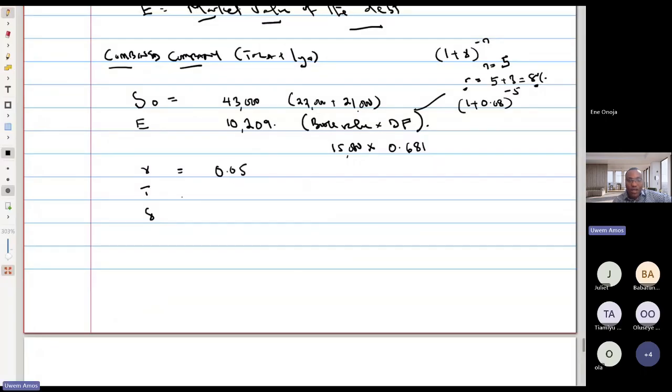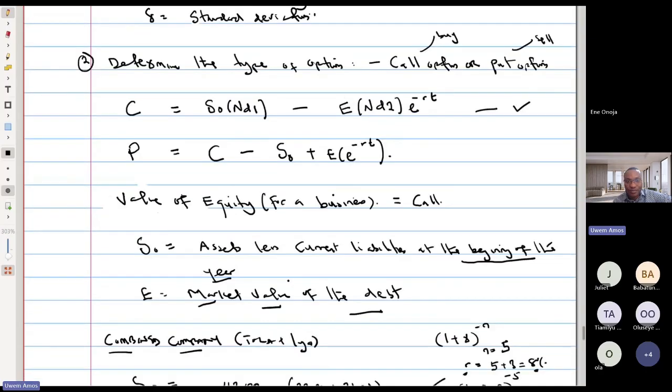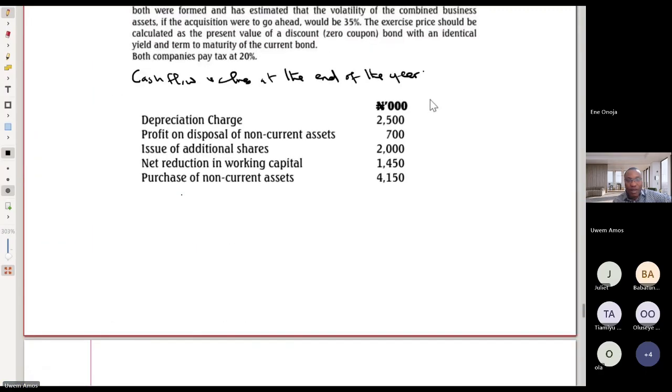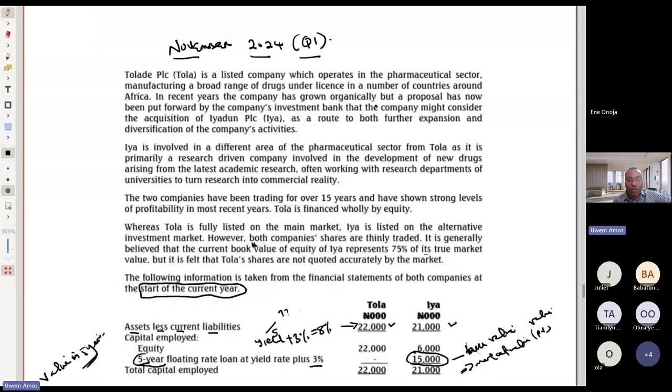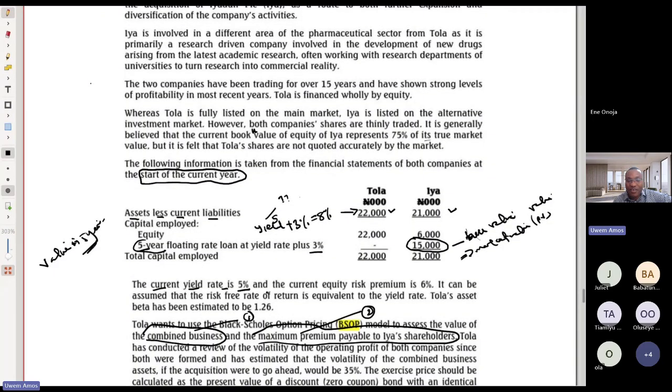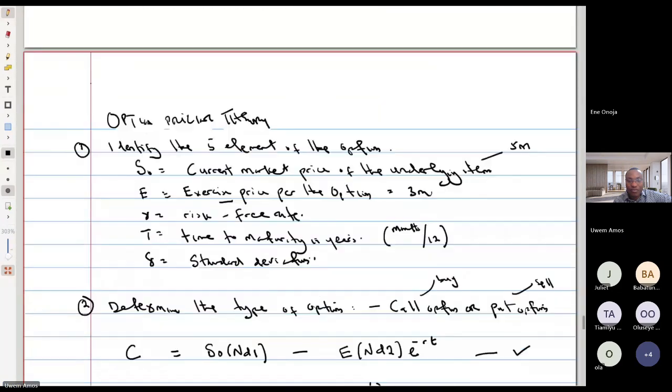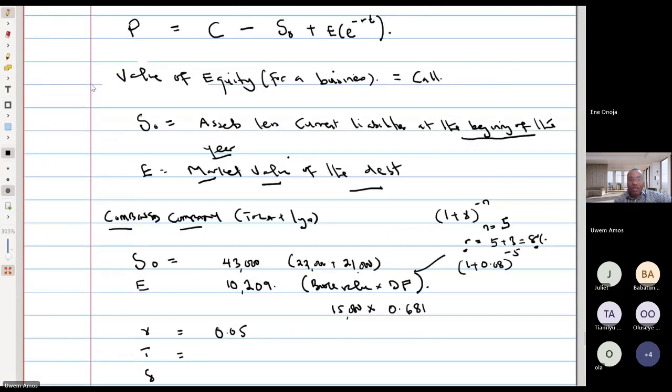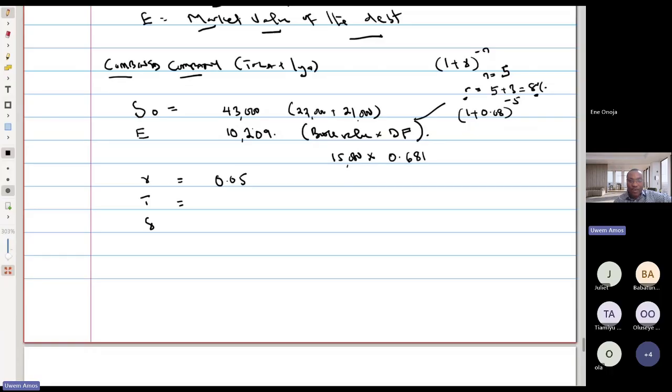0.05. Our time to maturity: how long do we have to pay the loan? How long do we have to pay the loan to get good ownership? Our loan is a 5-year floating rate loan. So we have to pay it within 5 years. So that's 5.